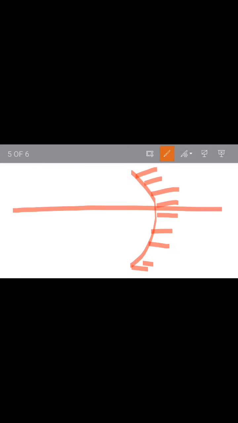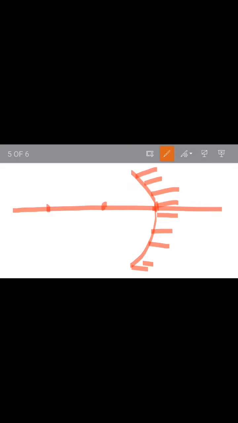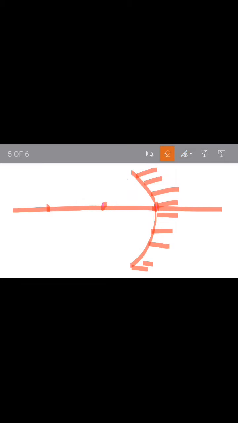Okay, then going for case number 5, sorry. For case number 5, we are going to draw a concave mirror. This is the principal axis, pole, focus, and curvature. Drawing the object between the pole and the focus. Drawing the object here. Okay. Now, applying rule number 1 and rule number 2.